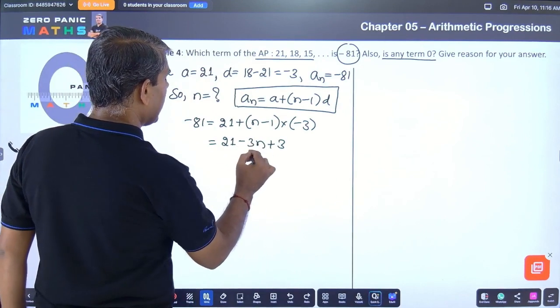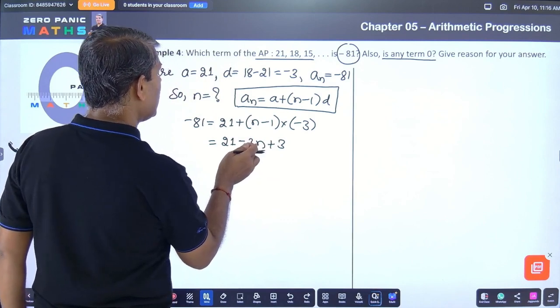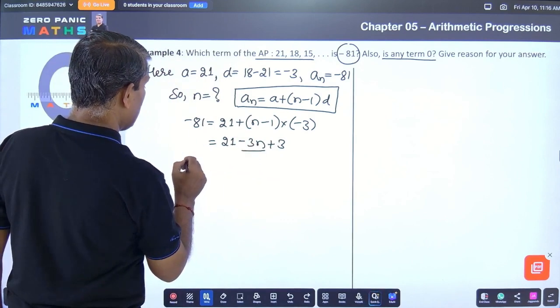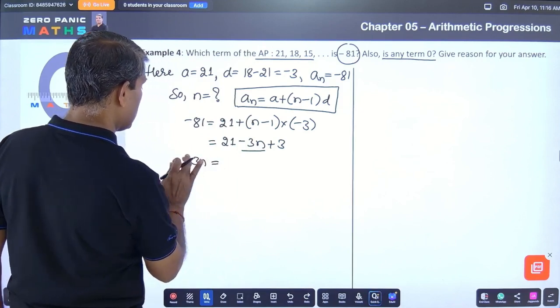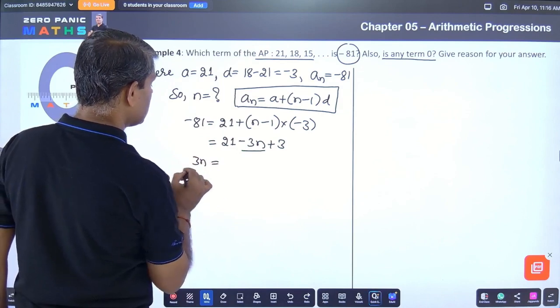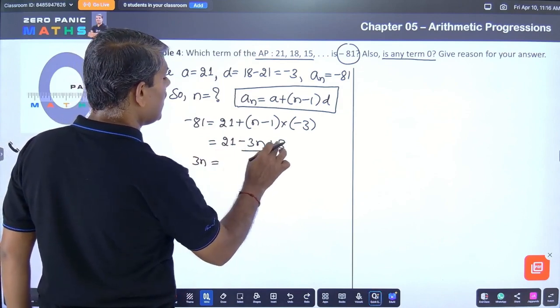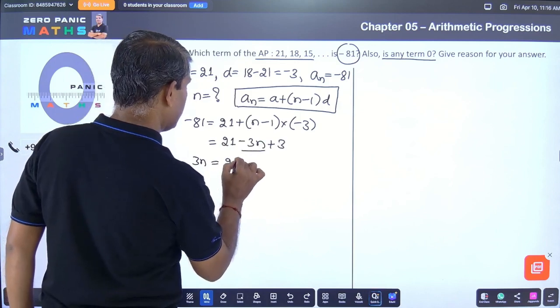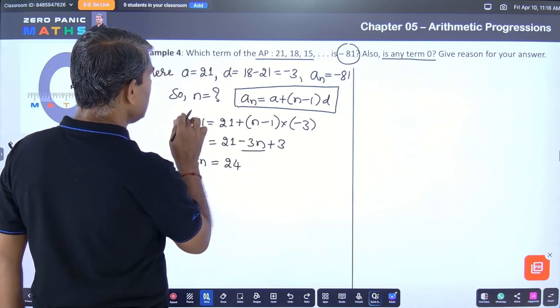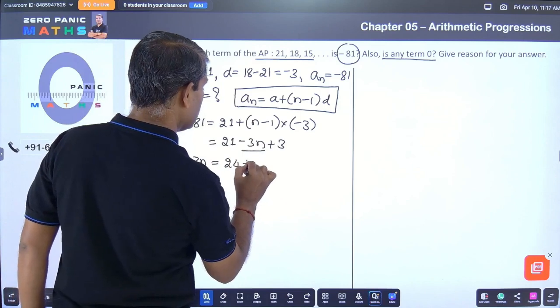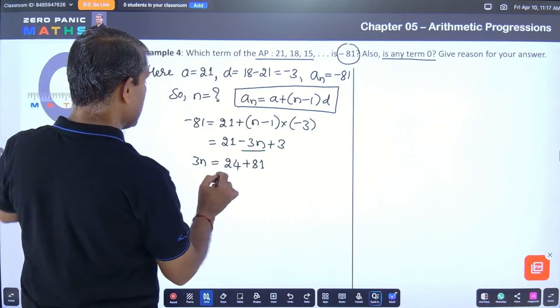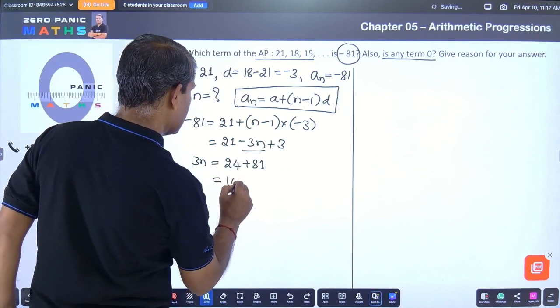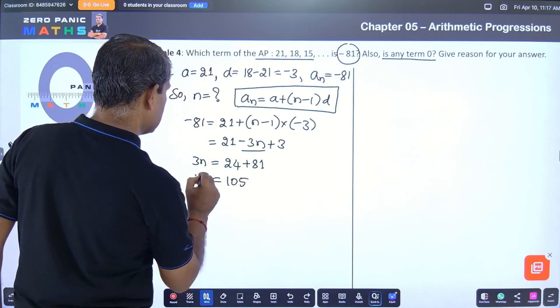Let me transfer this minus 3n to the left side. That gives plus 3n, and I don't have to write the plus here. It is 21 plus 3, that is 24. And this minus 81 I will also transfer to the right side. So it will be 105, right? 105 equals 3n.